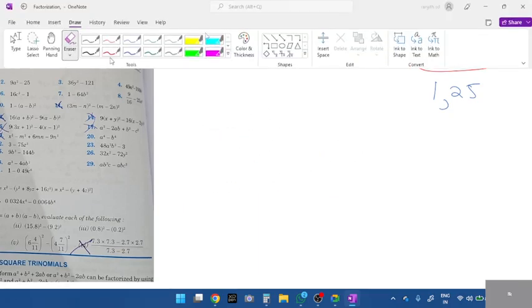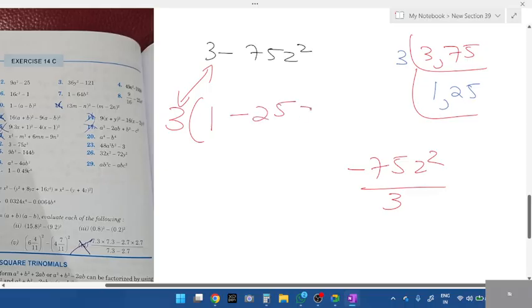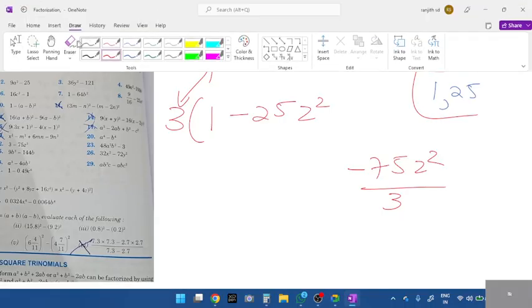Then get back to the normal factorization method. Anything common apart from 3? Take 3 outside. What's the remainder? How do you get the remainder? Divide. 3 divided by 3 is 1. Then take minus 75 z square divided by 3. How many times does 3 go into 75? Minus 25 z square. Is this clear?